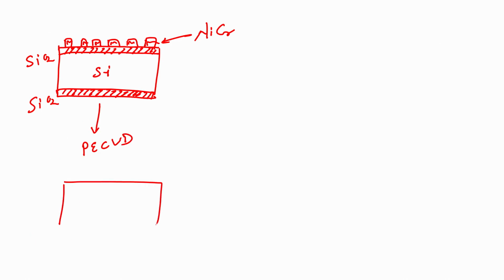This is our silicon dioxide, this is silicon, and this is our nichrome heater. Now, what will we do? We need an insulator, because we cannot directly deposit metal oxide semiconductor on the micro heater. So, for the insulator, we have to use PECVD. If I use PECVD, what will I have?